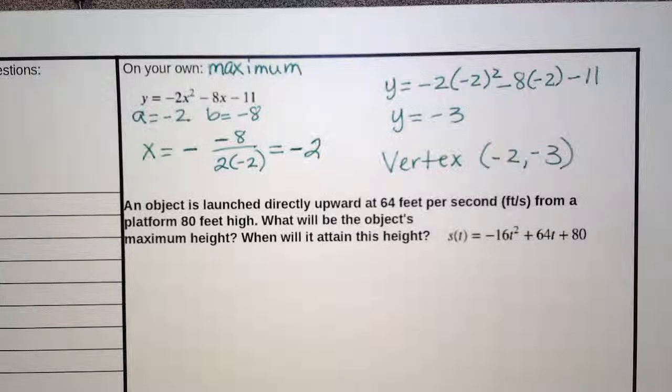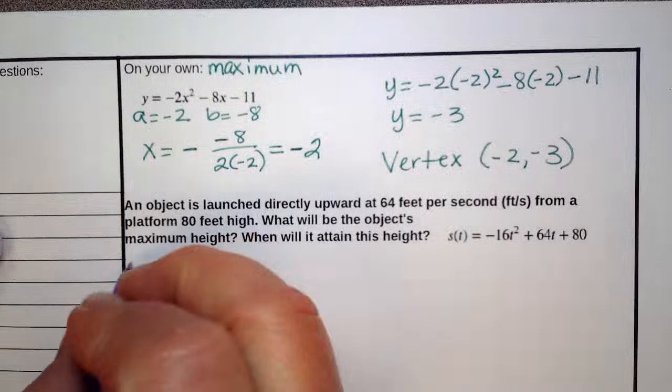Okay, an object is launched directly upward at 64 feet per second from a platform that's 80 feet high. What will be the object's maximum height, and when will it attain this height? Okay, so there's 2 parts to this problem. First, we're going to find the vertex, which will be a maximum. Then we will figure out how long it takes to get there. That means we substitute in again.